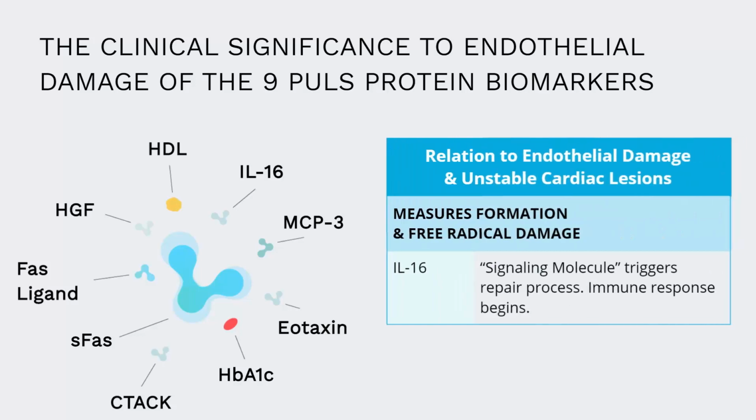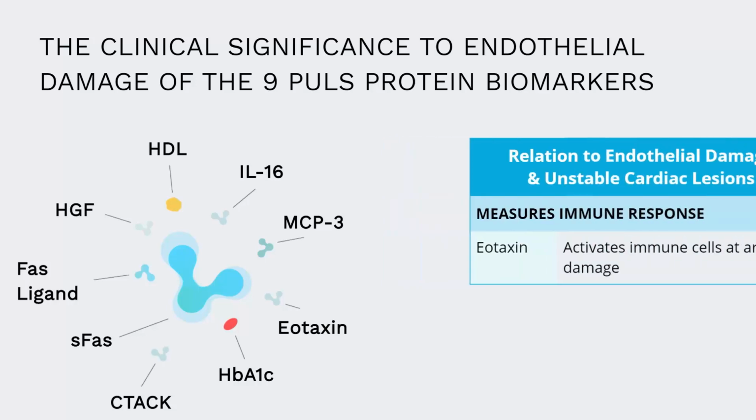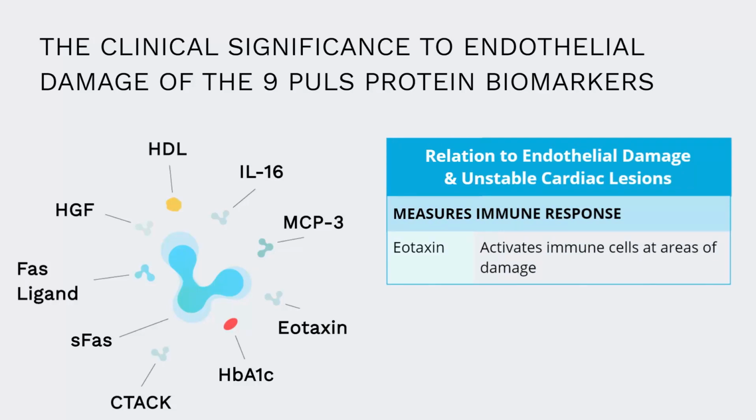IL-16. The IL-16 is the first signaling molecule. It triggers the repair process and tells cells that have been injured to secrete MCP-3. MCP-3 recruits monocytes and macrophages, which clean up damaged cells, lipids, and cellular debris. Eotaxin. Eotaxin recruits eosinophils that consume fibrin and prevent blood clots.